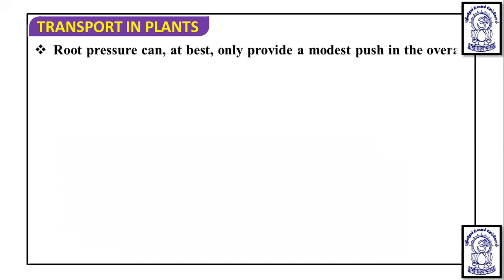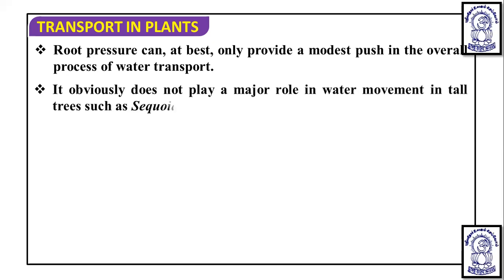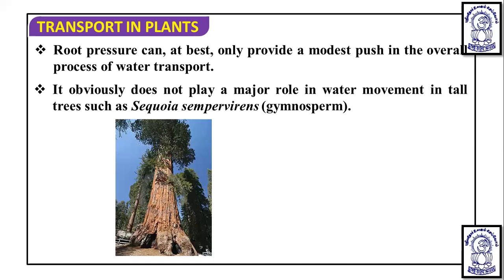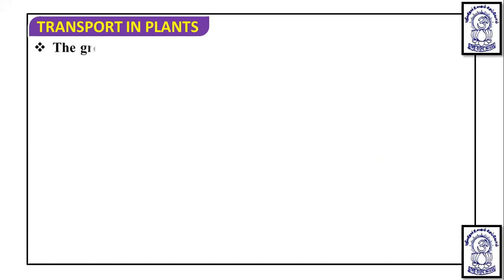Now root pressure can at best provide only a modest push in the overall process of water transport. Because of this, it is helpful for water movement in short-height plants. It obviously does not play a major role in water movement in tall trees such as Sequoia sempervirens; that is impossible. There the transpiration pull will be active, which we will discuss.